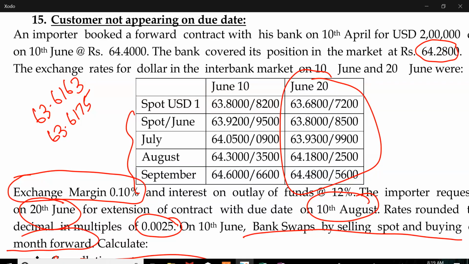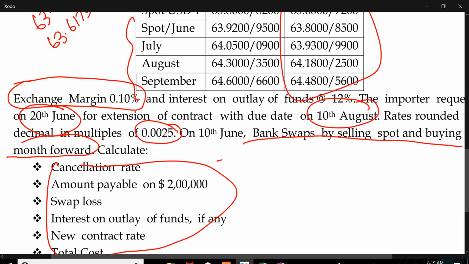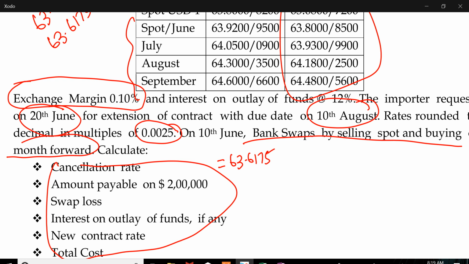With another bank, I may enter into these rates. So when I do the bank's analysis, I'll use exactly the same rates. I'm not going to take care of the margin part, which may be the extra margin for the banker. Now we are done with part 1 of the question. Part 1 cancellation rate is 63.6175.